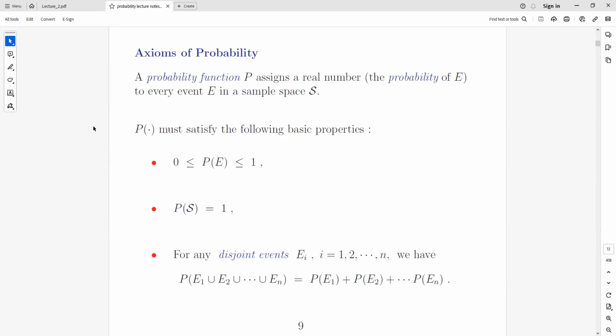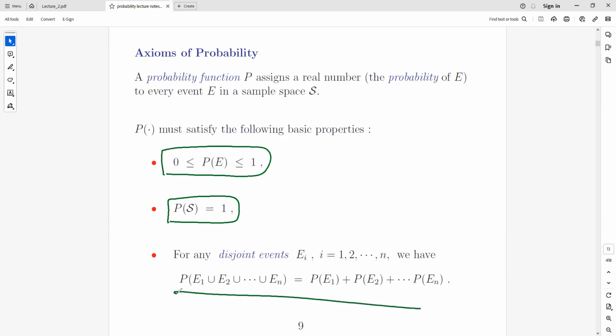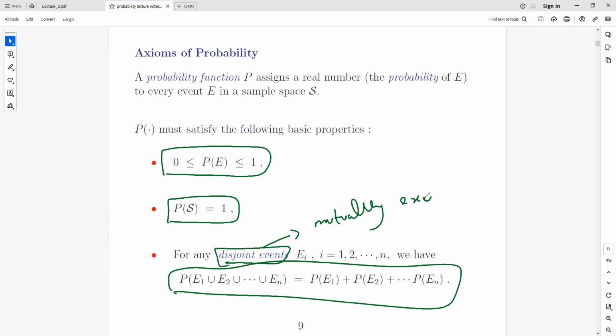Now, here are some more axioms of probability, and these are very simple. The probability of an event is between 0 and 1, including 0 and 1, and the sum of all probabilities of the events is equal to 1. Then, if we have a union of disjoint events, meaning mutually exclusive, where there is nothing common in them, then the probability is simply equal to the sum of the individual probabilities.